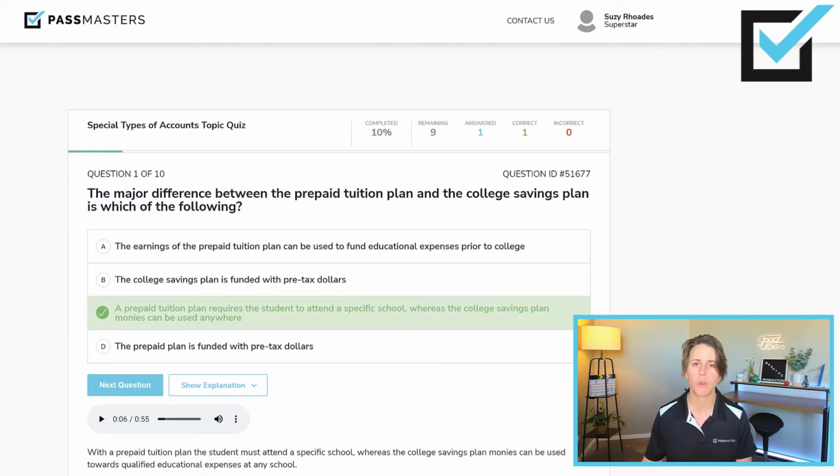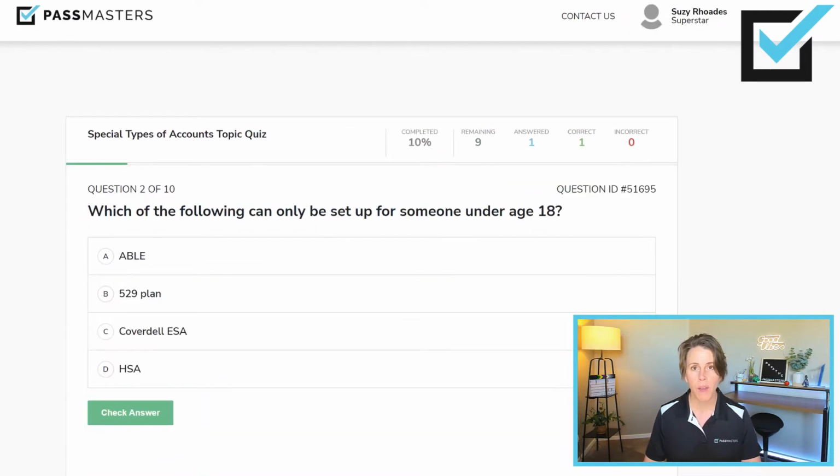So thousands of questions. Which of the following can only be set up for someone under age 18? Always read all four choices. ABLE, 529 plan, Coverdell ESA, or HSA. It is the Coverdell Educational Savings Account that can only be set up for someone that is under age 18.